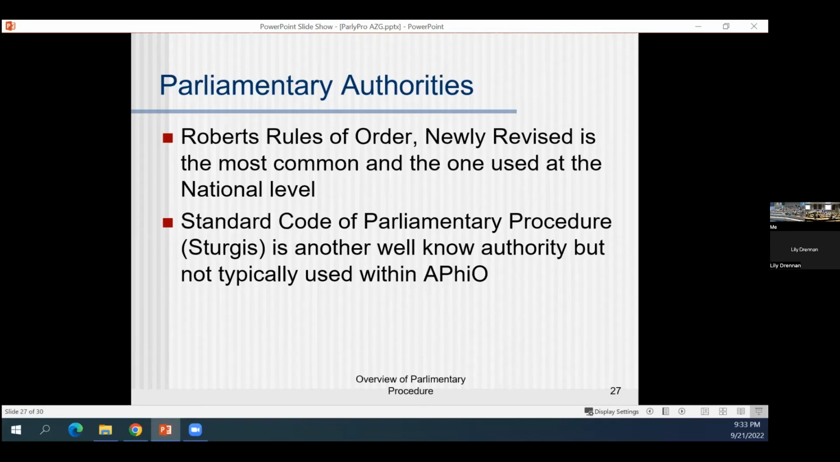But there is another well-known one out there, Sturgis. For 99.9% of day-to-day things, the two guides are going to say exactly the same thing. The differences are in the minutia that you're not going to be dealing with.